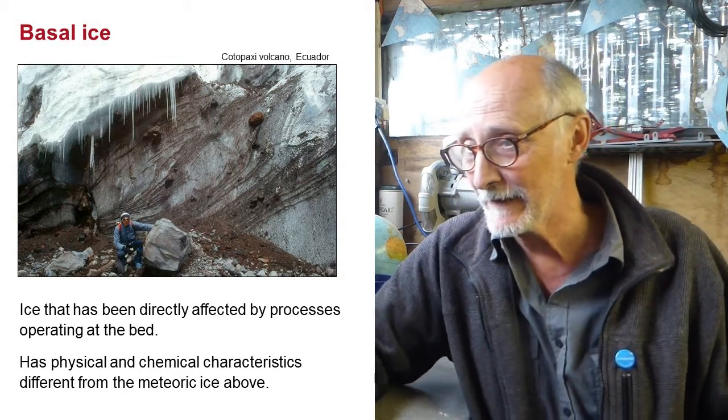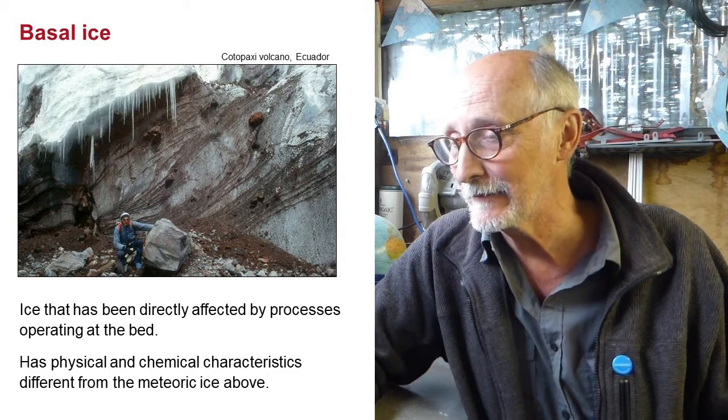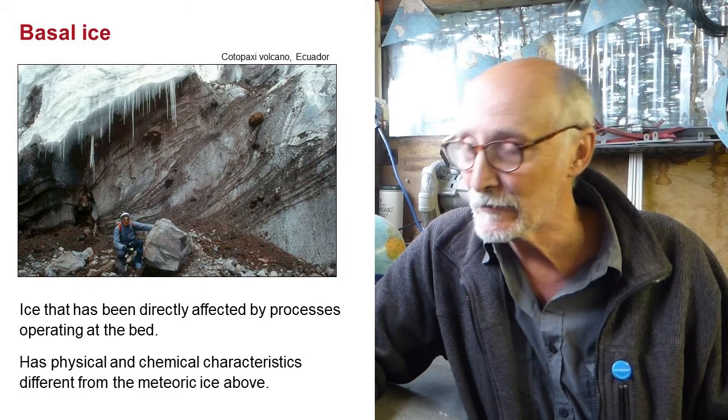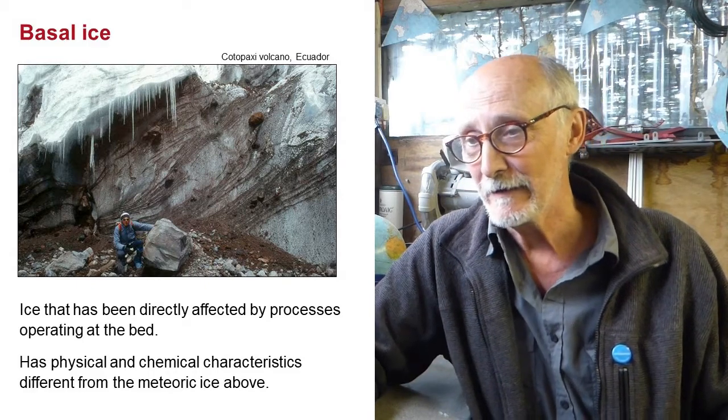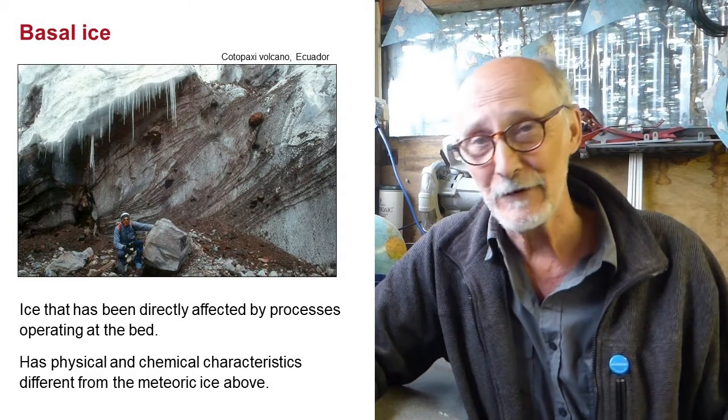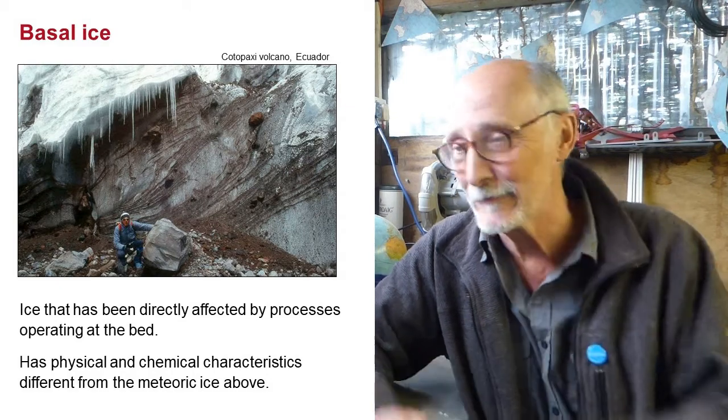And in that photograph there, that's the basal ice layer on the volcano, the ice cap of the volcano Cotopaxi in Ecuador, and you can just about see in the top left hand corner of that picture is some regular meteoric glacier ice formed by the compression of snow crystals under their own weight to make ice.